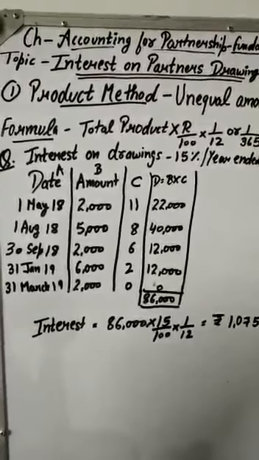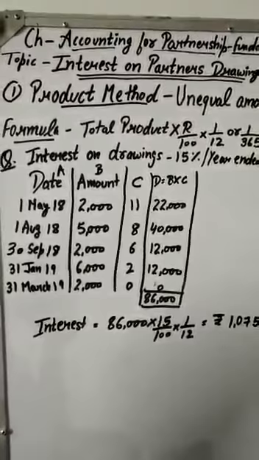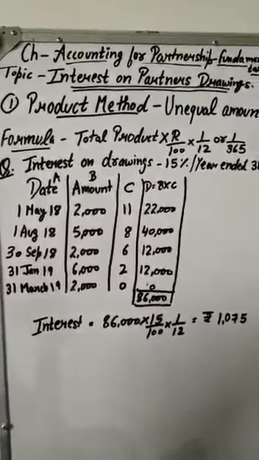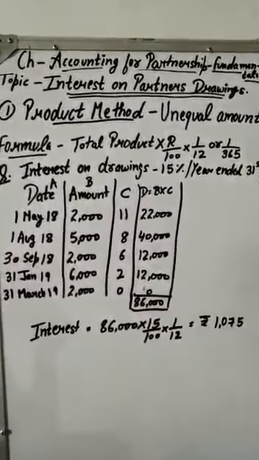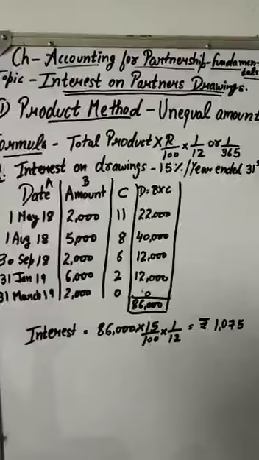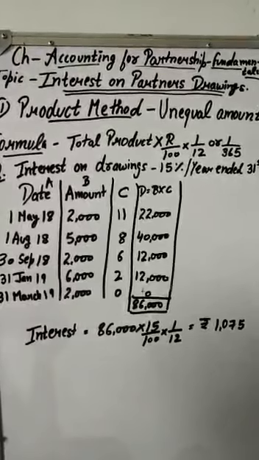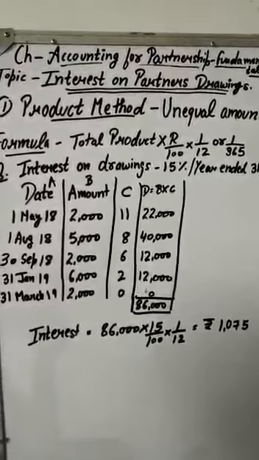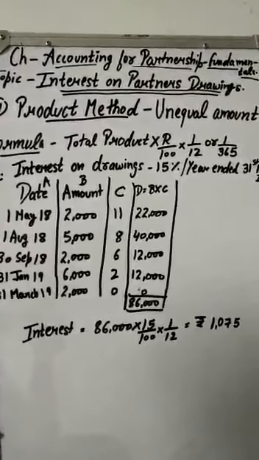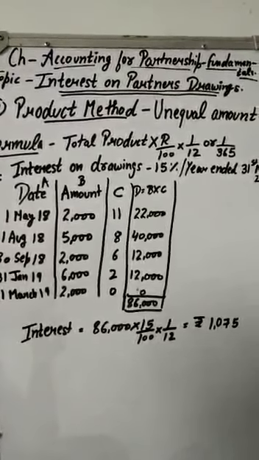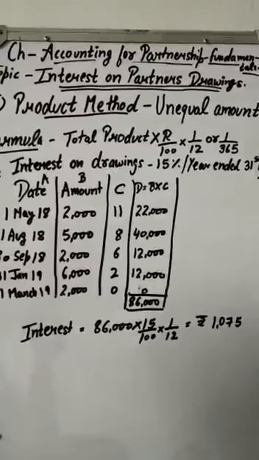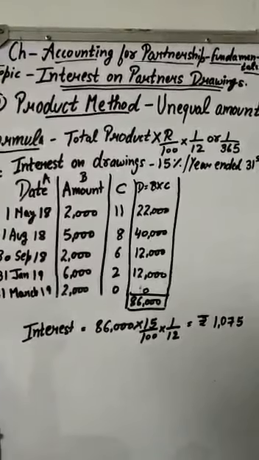So we have to calculate it with the help of the product method for calculating interest on drawings if he has withdrawn more than once in a year and the amount is unequal. If he has withdrawn an equal amount on the same day of each month, we have a different method for it. But if he is withdrawing unequal amounts in unequal time periods, then we have to use the product method.